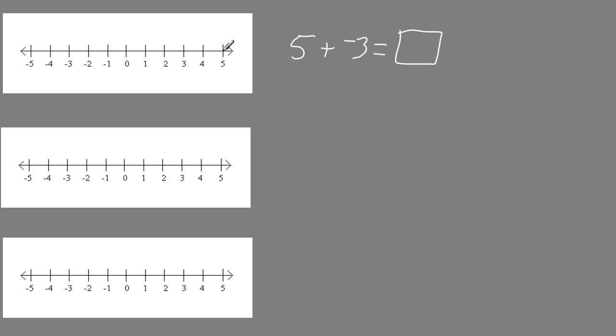So let's start on our number line at 5. Now we know plus is a positive action, so we want to move to the right. But then we encounter this negative sign here. What that means is we want to do the opposite. So rather than moving to the right, we're going to move to the left. How many are we going to move to the left? 3. So we got 1, 2, 3. All right. 5 plus negative 3 gives us 2.